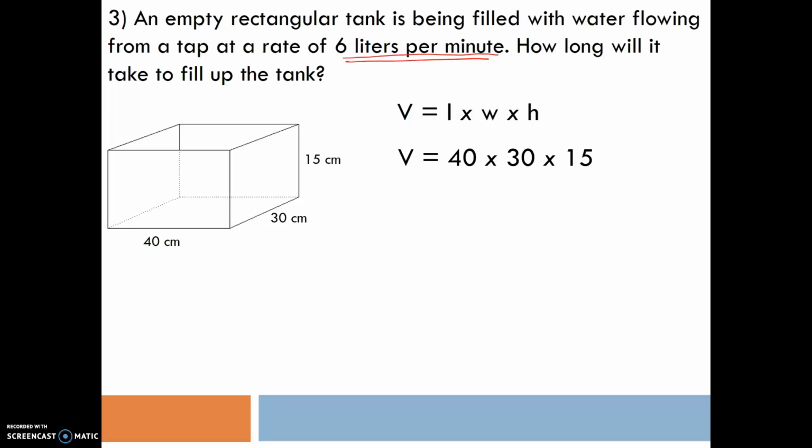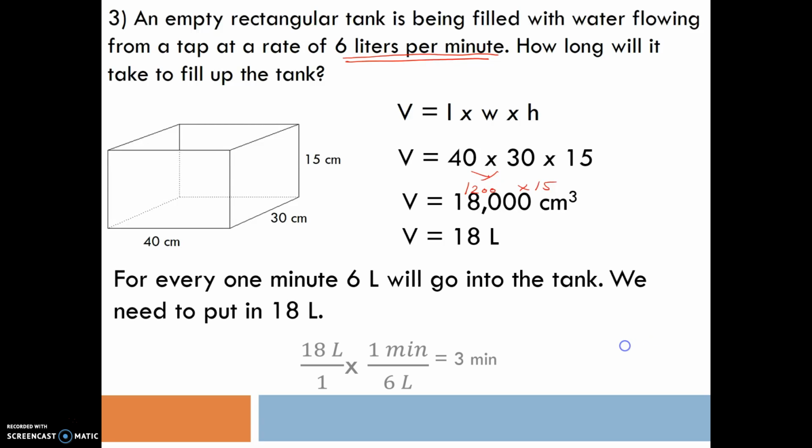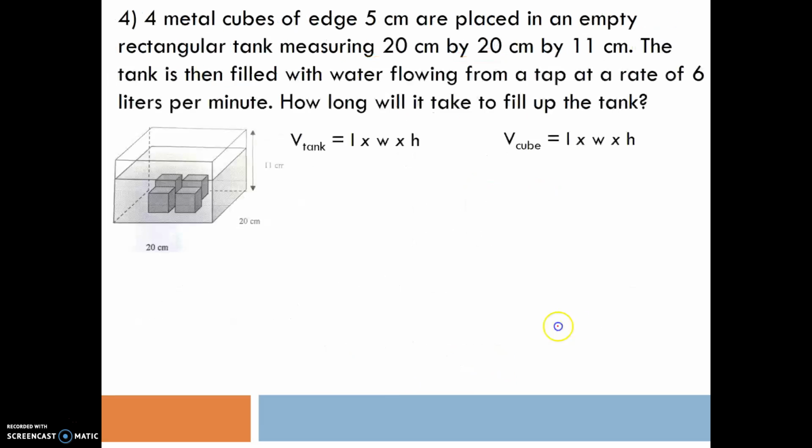Let's find the volume first. 40 times 30 times 15. 40 times 30 is 1,200, and then times 15 is going to be 18,000 centimeters cubed. Since our rate is given in liters, again, we need to change that to liters by dividing by 1,000. So I have 18 liters, and then we'll set up our conversion here. We've got 18 liters over 1. We've got 1 minute per 6 liters. I know it's set up right because these cancel out, and I get 3 minutes. It will take 3 minutes to fill up that vessel.